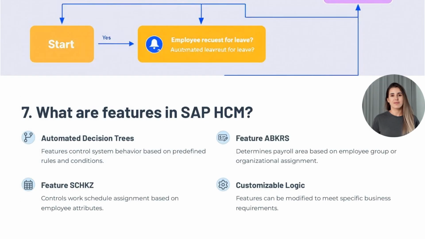7. What are features in SAP HCM? Features are decision trees used to automate system behavior based on predefined rules. For example, a feature like PRAR helps determine the payroll area based on employee group or organizational assignment.